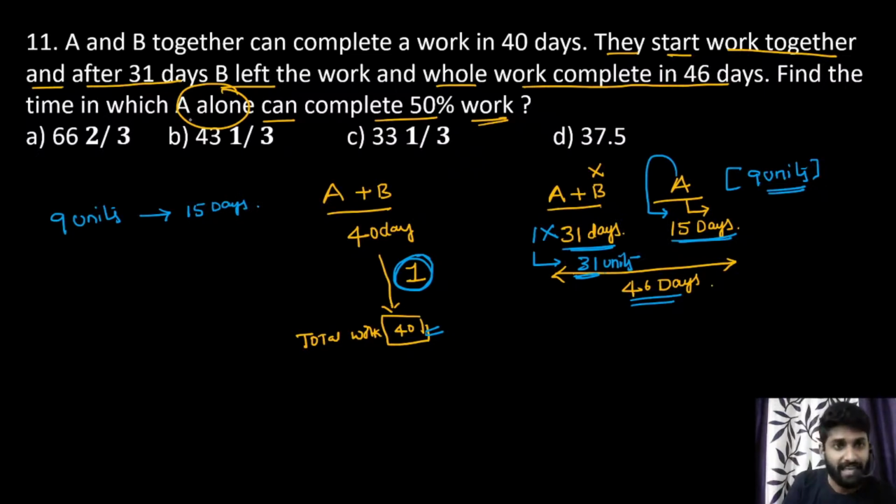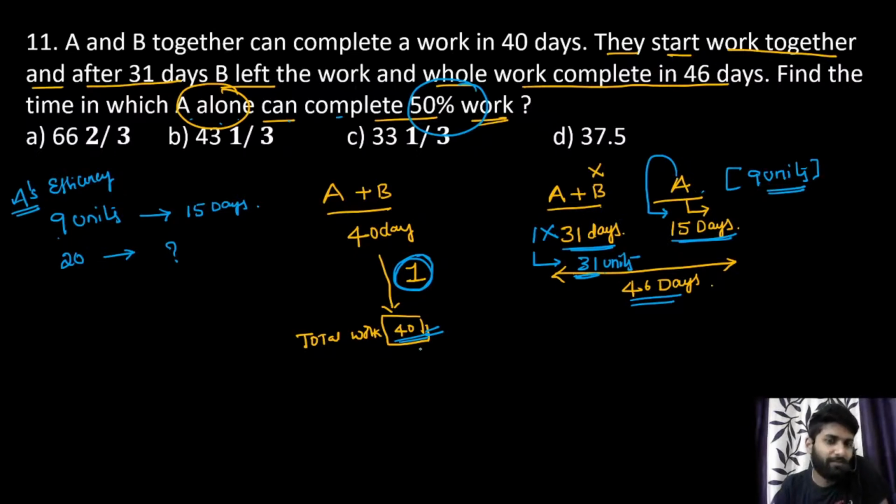Now here, A alone means this is the A efficiency. 9 units can be completed in 15 days, and that relates to A's efficiency. Here is my question: A alone can complete 50% of the work. We know that total work is 40. 50% means exactly 20 units. So this is the comparison I am getting from here. For the final question, 50% of 40 is exactly 20. Just cross multiply.